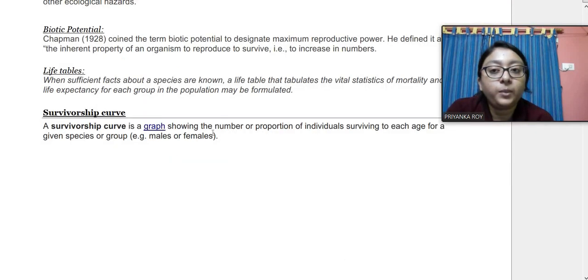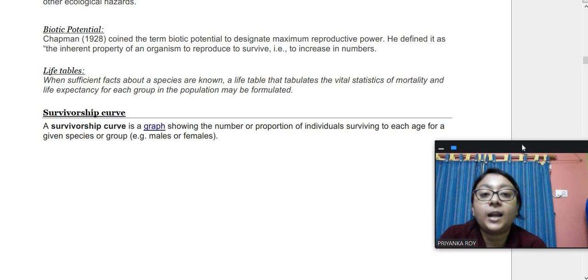So from here we can understand what a life table is. A life table is actually a table of a group of population, where all the little details like the natality, mortality, the biotic potential, everything is collected and tabulated. So that is known as a life table.